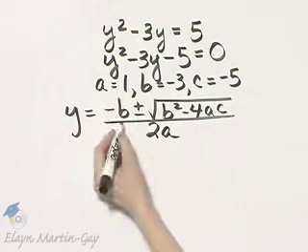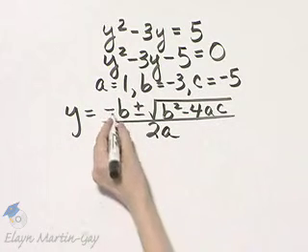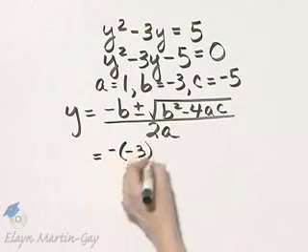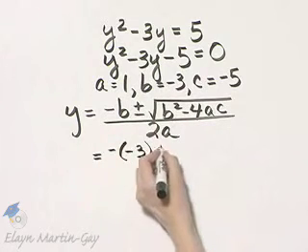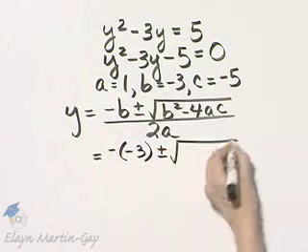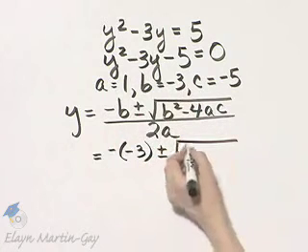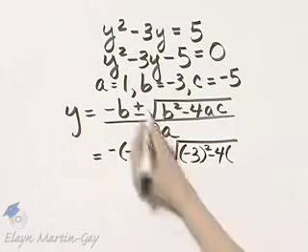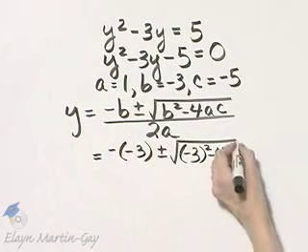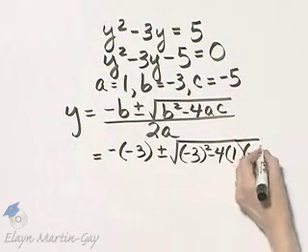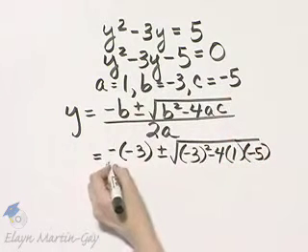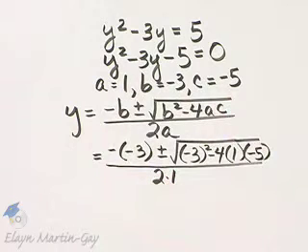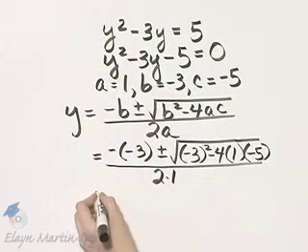And now let's put in our replacement values. That's minus, then b itself is negative 3, be careful right there, plus or minus the square root of b squared, so that's negative 3 quantity squared minus 4 times a is 1, and then times c, and that's negative 5, all over 2 times a, and a is 1. We just need to simplify this.